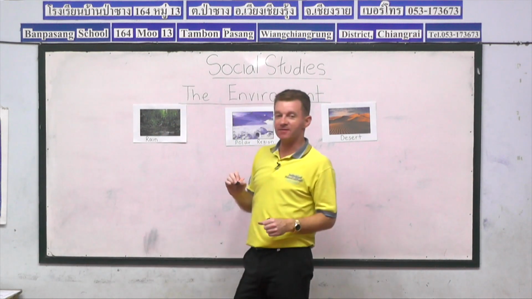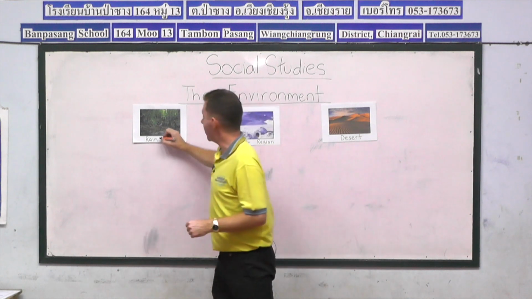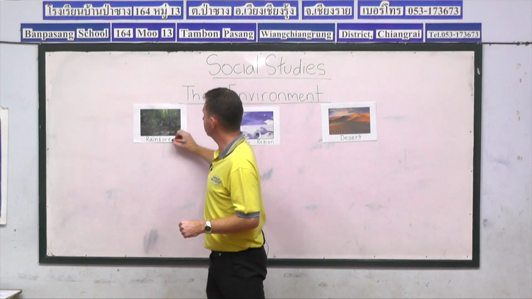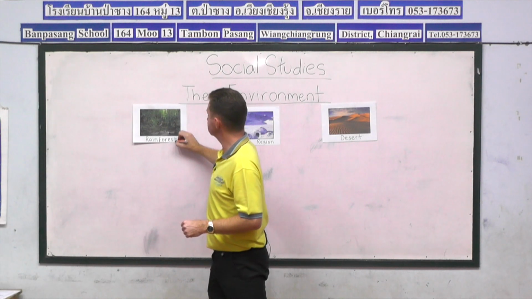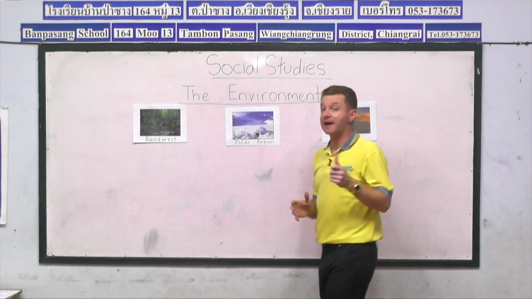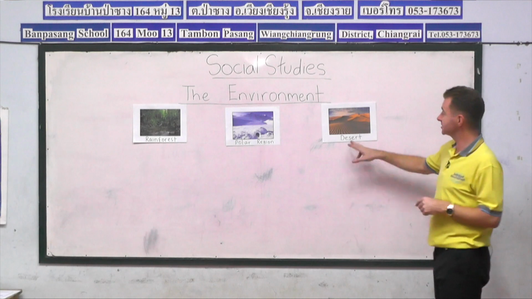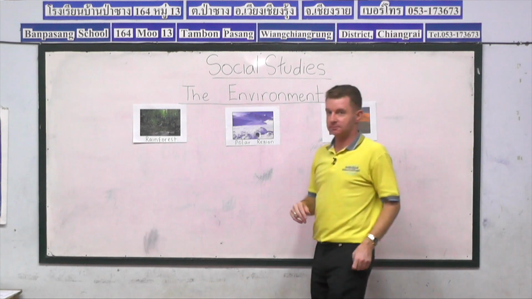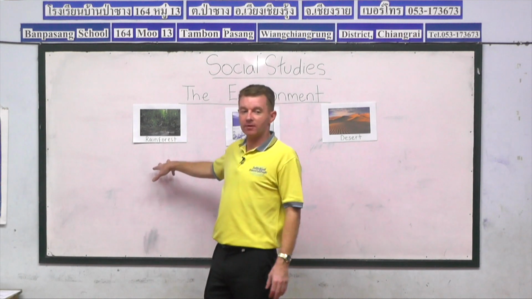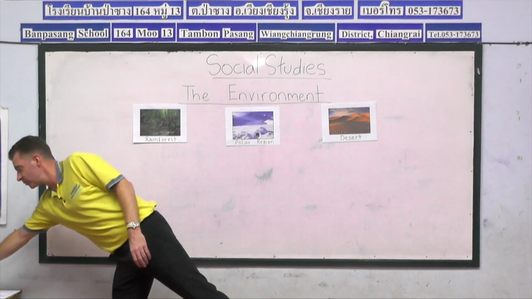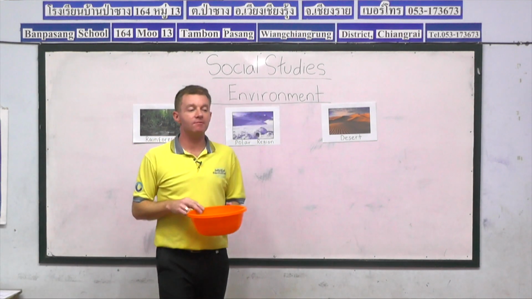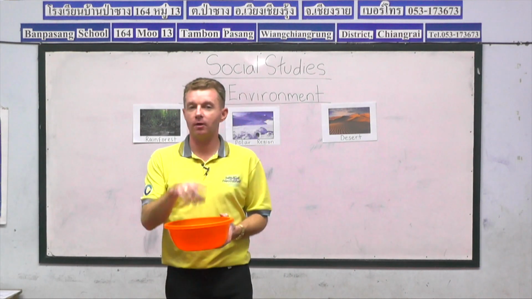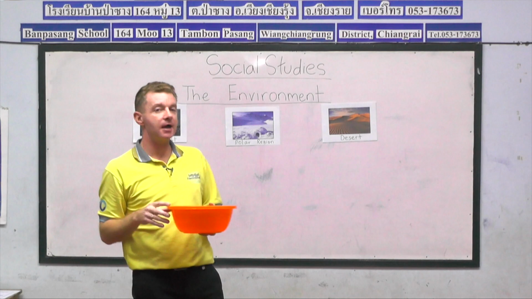R-A-I-N. And forest, F-O-R-E-S-T. So our three types of natural environments: desert, polar region, rainforests. And what we've got now, we've got lots of vocabulary cut into individual cards. Each vocabulary relates to one of the natural environments.